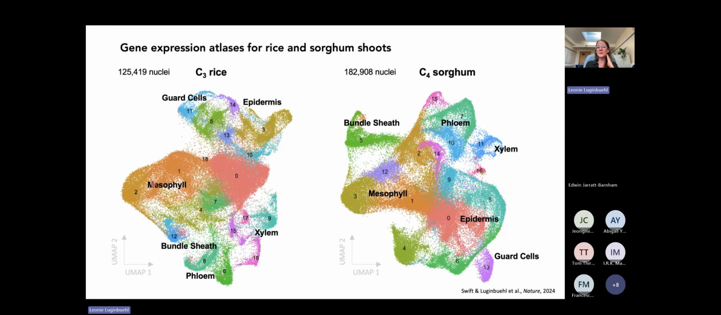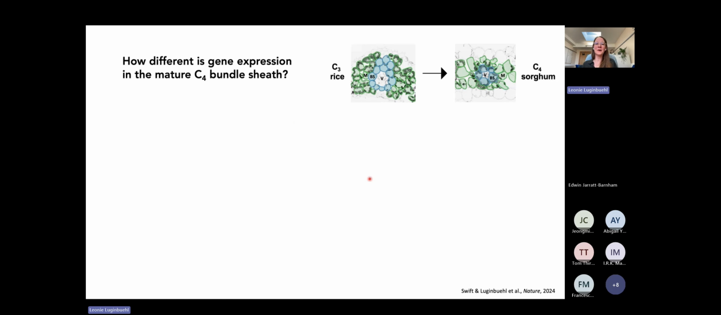And we could, for example, look specifically at the mesophyll nuclei, which are these nuclei in clusters 1 and 2 in rice, and the bundle sheath nuclei in cluster 8 here. And in sorghum, again, we particularly focused on the bundle sheath cluster here and the mesophyll cluster here. So that allowed us to really look at each cell type individually. So the first question that we wanted to ask was, how different is gene expression in a mature C4 bundle sheath? How much has gene expression actually changed? This was not something that we were able to do before.